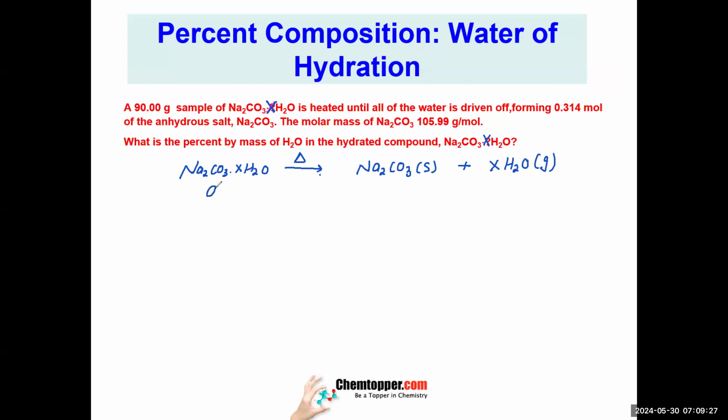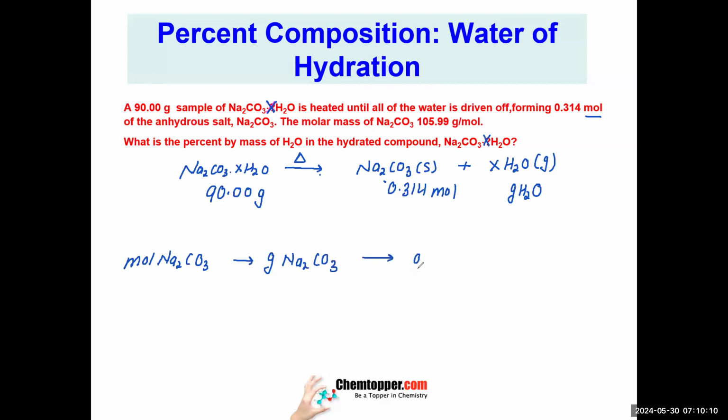With how much mass you have started? 90.00 grams. How many moles of this is formed? 0.314. This is not grams, this is moles. Can you use this information to know the grams of water? This one is a simpler question. They have already given you moles of Na2CO3. Can you convert these moles of Na2CO3 into grams of Na2CO3? And then convert this into grams of water? Then convert those grams of water into moles of water. Can we do that?